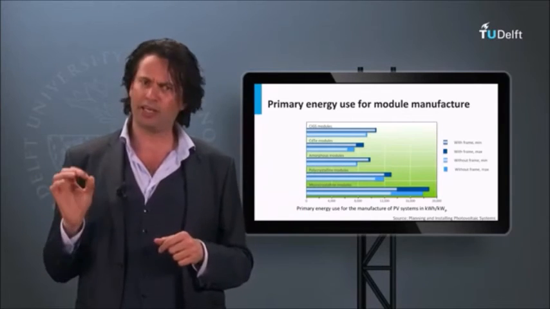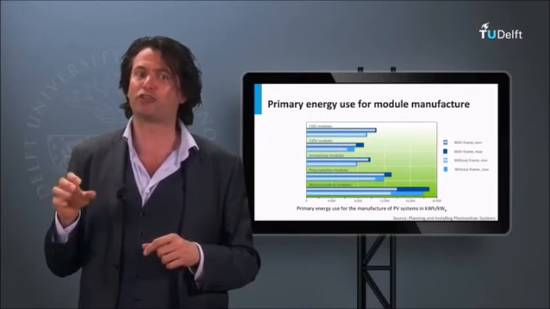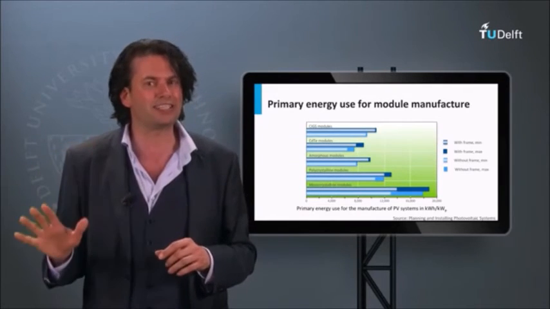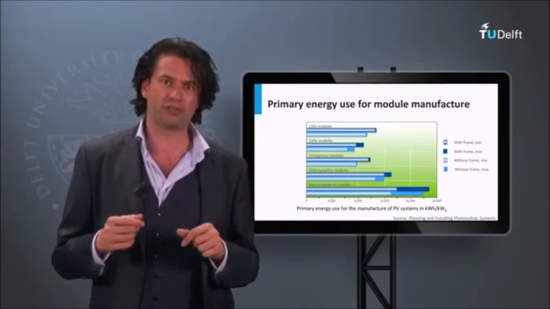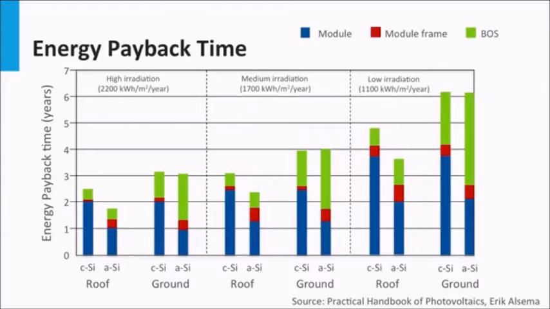In general, it is found that the energy need for the balance of systems is significantly lesser compared to the PV module manufacturing, depending on the PV technology and the balance of systems. The graph here shows the energy payback time for PV systems based on two different PV technologies, polycrystalline and thin film amorphous silicon. Also, the time taken to pay back the energy invested in manufacturing the PV module, the module frame, and the balance of system is shown.